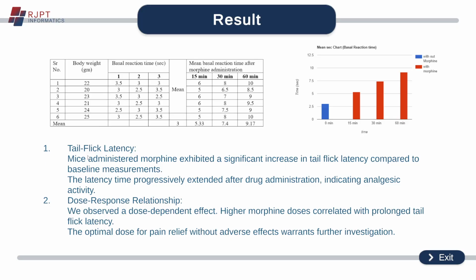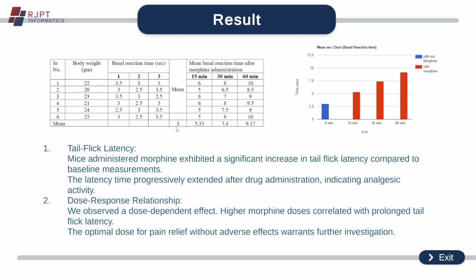The result shows that the tail flick latency, which means the mice administered morphine exhibited a significant increase in the tail flick latency compared to the baseline measurement. The latency time progressively extended after the drug administration, indicating analgesic activity, which means it has shown that mice, after administering the morphine drug, the morphine has exhibited significant increase in the tail flick.